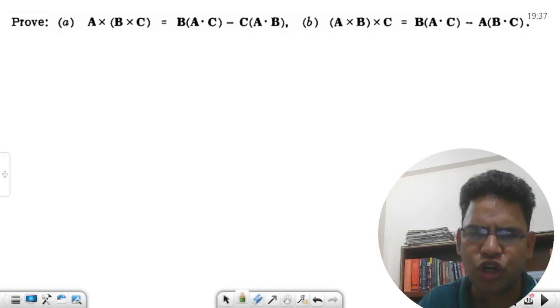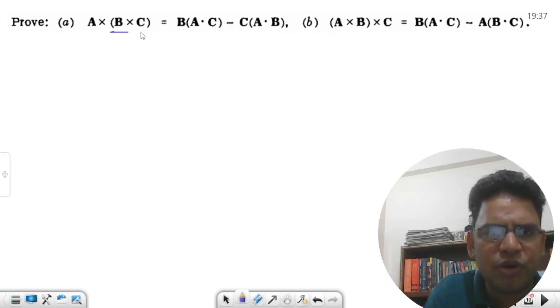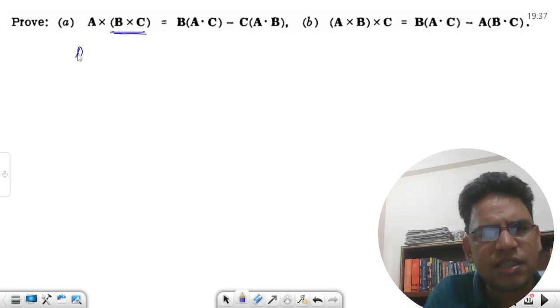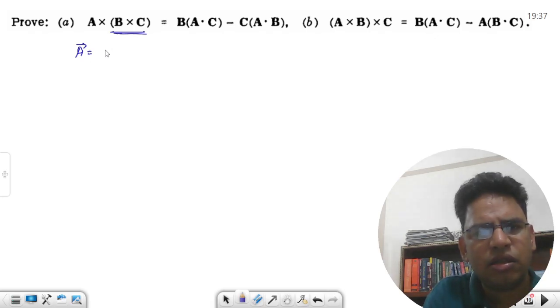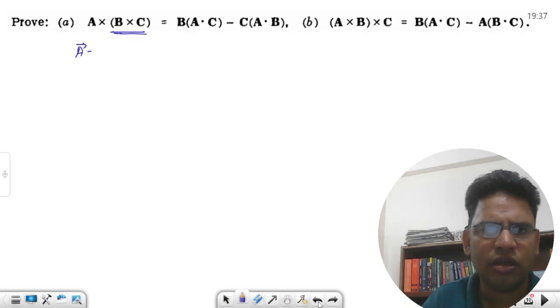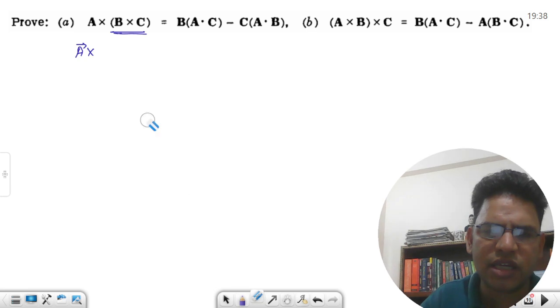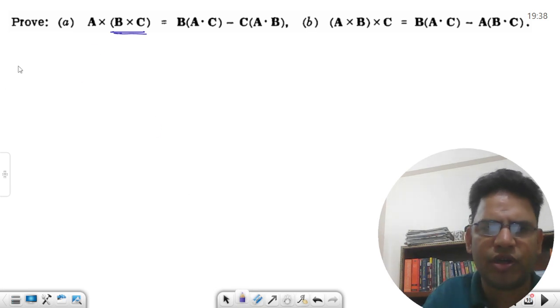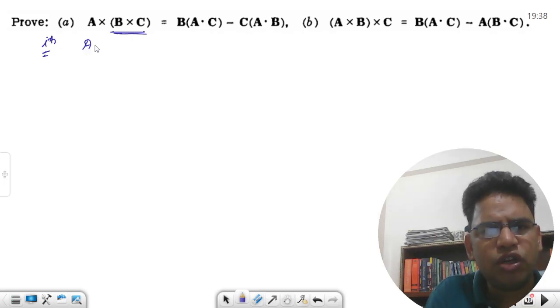Again, I am not going to prove it for you. This is a homework problem for you. You know B cross C is written as, how are you going to write A cross? Okay, so I am just writing the ith component. Just proving for the ith component. So this is going to be, let's say, AX I cap.